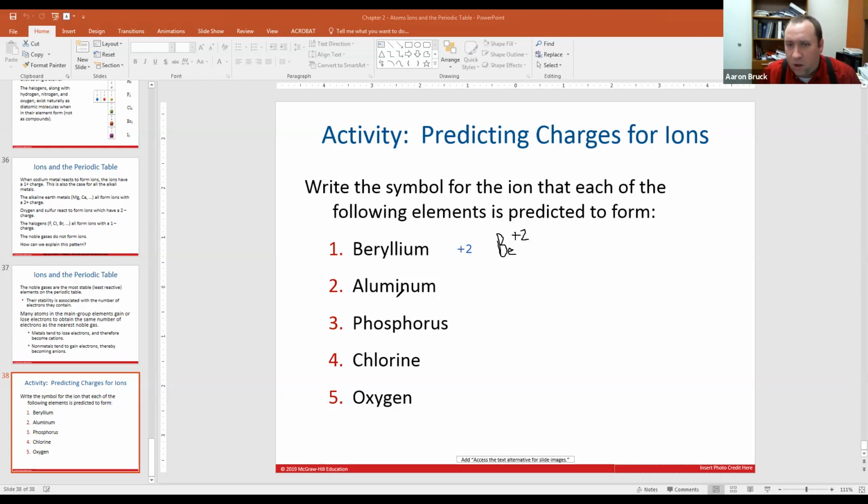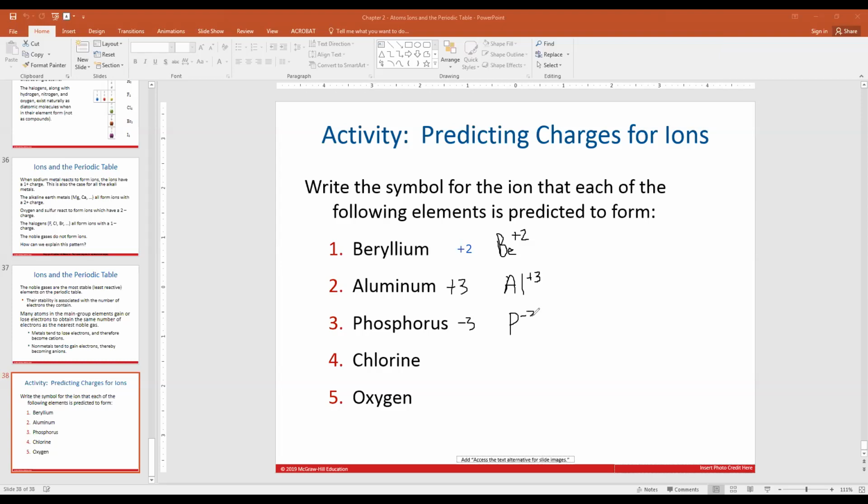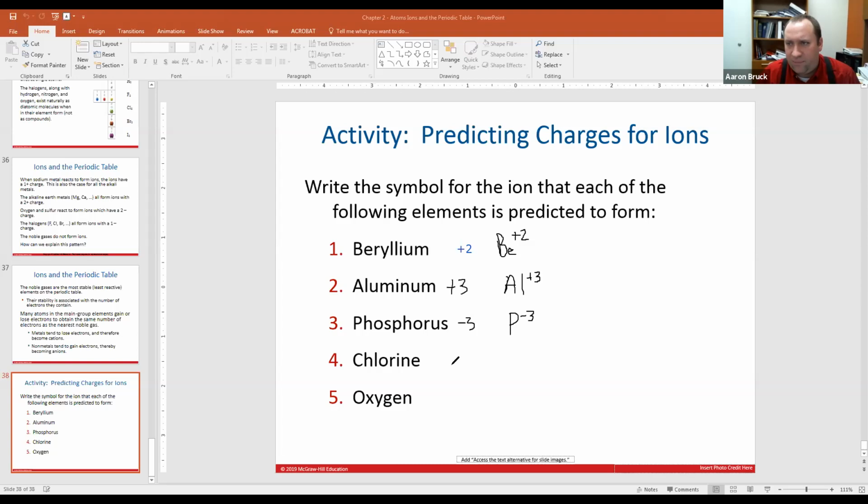Aluminum is in the boron group. It's a positive 3 ion. So its ionic symbol is going to be Al with a positive 3 on it. Phosphorus is in the nitrogen group. It's going to have a negative 3 charge. So P minus 3 would be its ion.